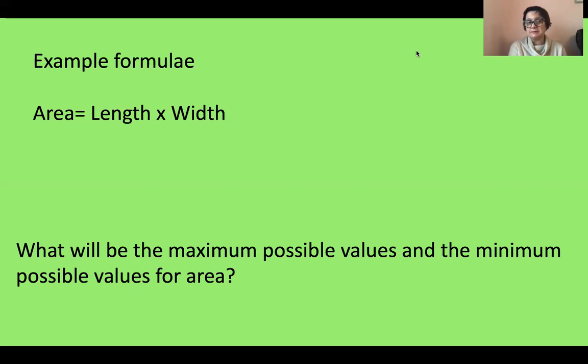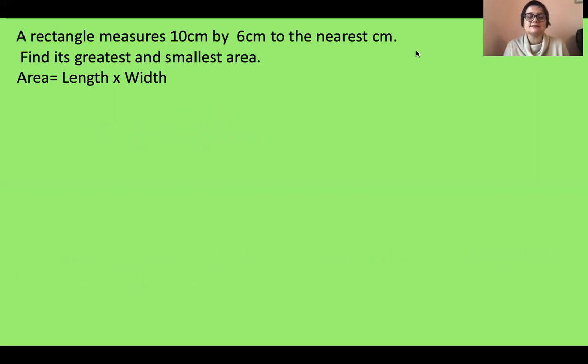And to find the minimum possible value, you have to calculate the lower bound for the length and the width, because multiplying the lowest values, the area is going to be the lowest, and multiplying the highest values, the area is going to be the highest. Let's have a look at the example.